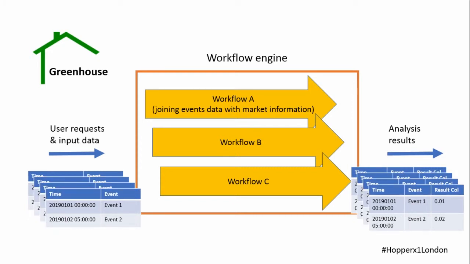The reason why we use the term workflow engine is because Greenhouse processes several user requests and input data sets in parallel and runs tens of workflows at once. In order to power this high volume of data analysis, we built a robust and scalable platform using a number of open source technologies. So I'll be giving an overview of what those technologies are and explain how they all fit together to make this automated data analysis possible.